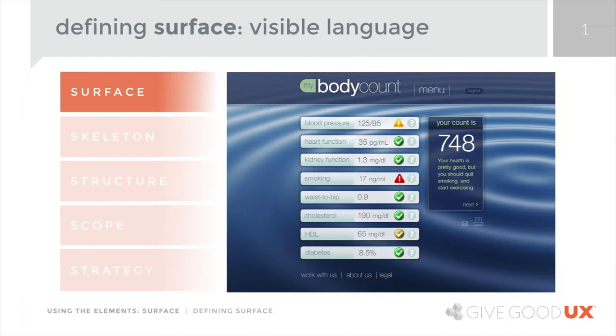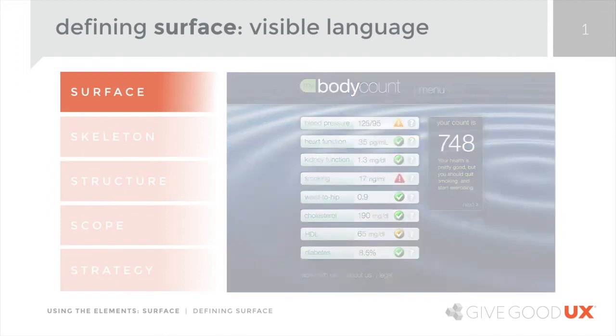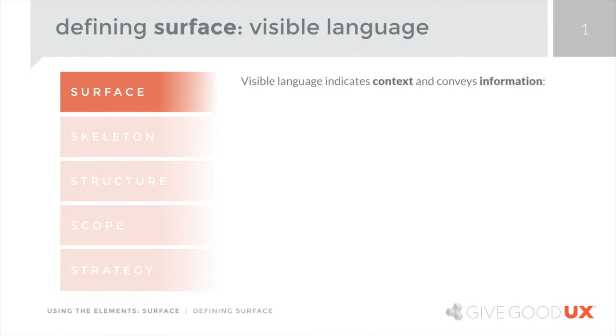On the information side of the fence, what visual design does is essentially it makes things easier to understand, right? It increases your cognitive ability to absorb what you see on the screen. It minimizes the effort required to read and comprehend what you see. So in essence, what we're doing on the Surface Plane is creating what's called visible language. Visible language refers to all the graphical techniques that we use to indicate context and convey information.